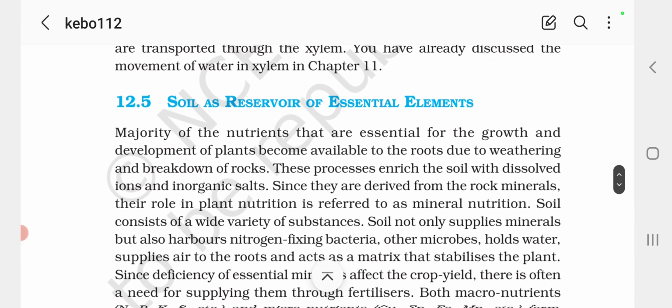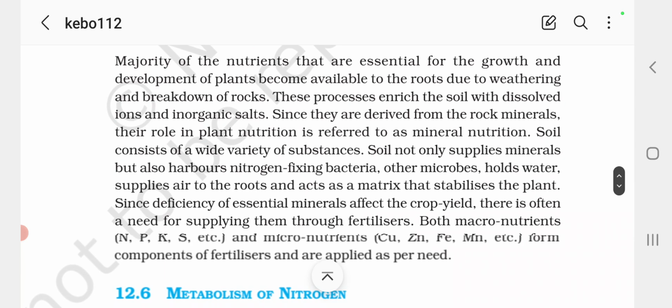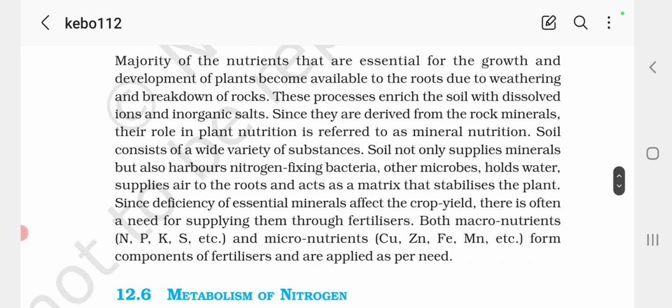12.5 Soil as reservoir of essential elements. The majority of nutrients that are essential for the growth and development of plants become available to the roots due to weathering and breakdown of rocks. These processes enrich the soil, which dissolves ions and inorganic salts. Since they are derived from the rock minerals, their role in plant nutrition is referred to as mineral nutrition.